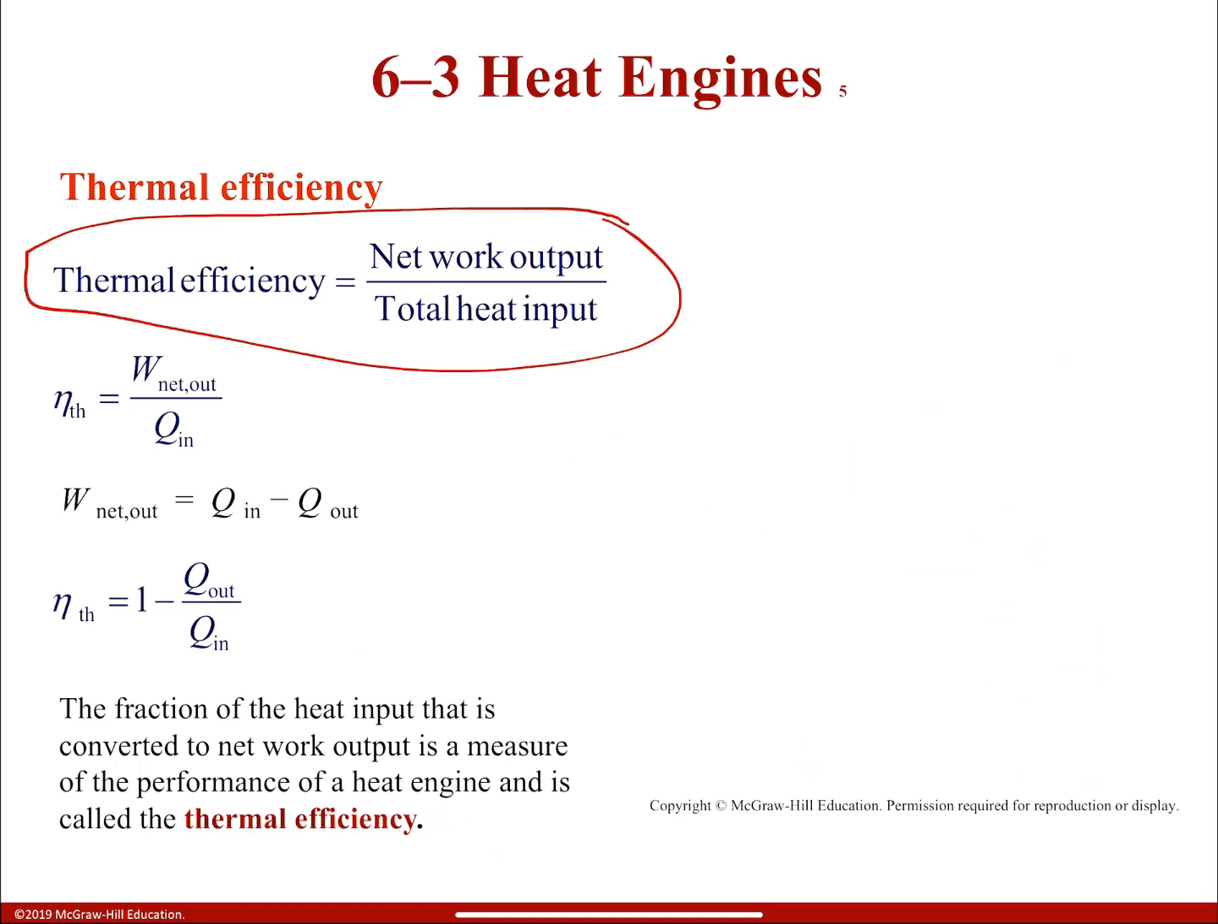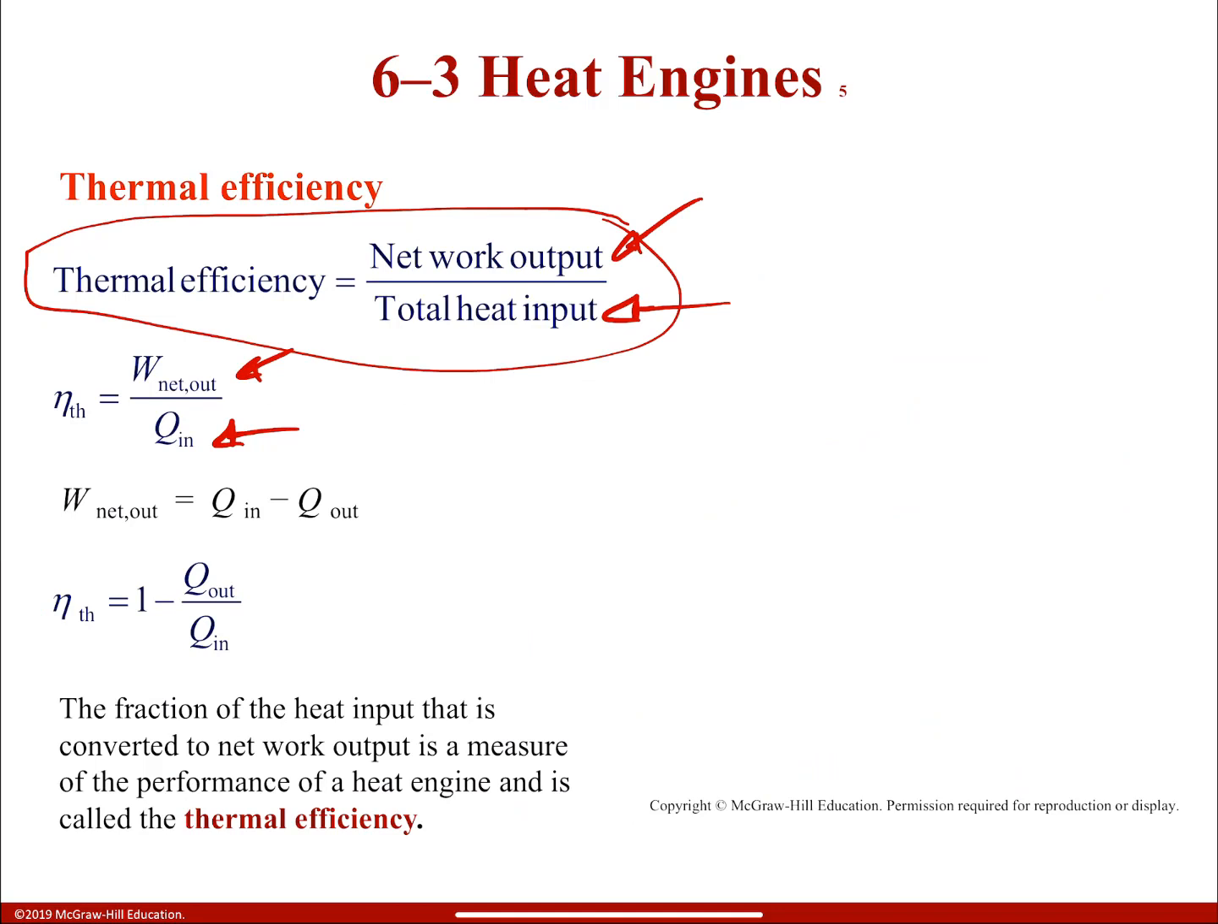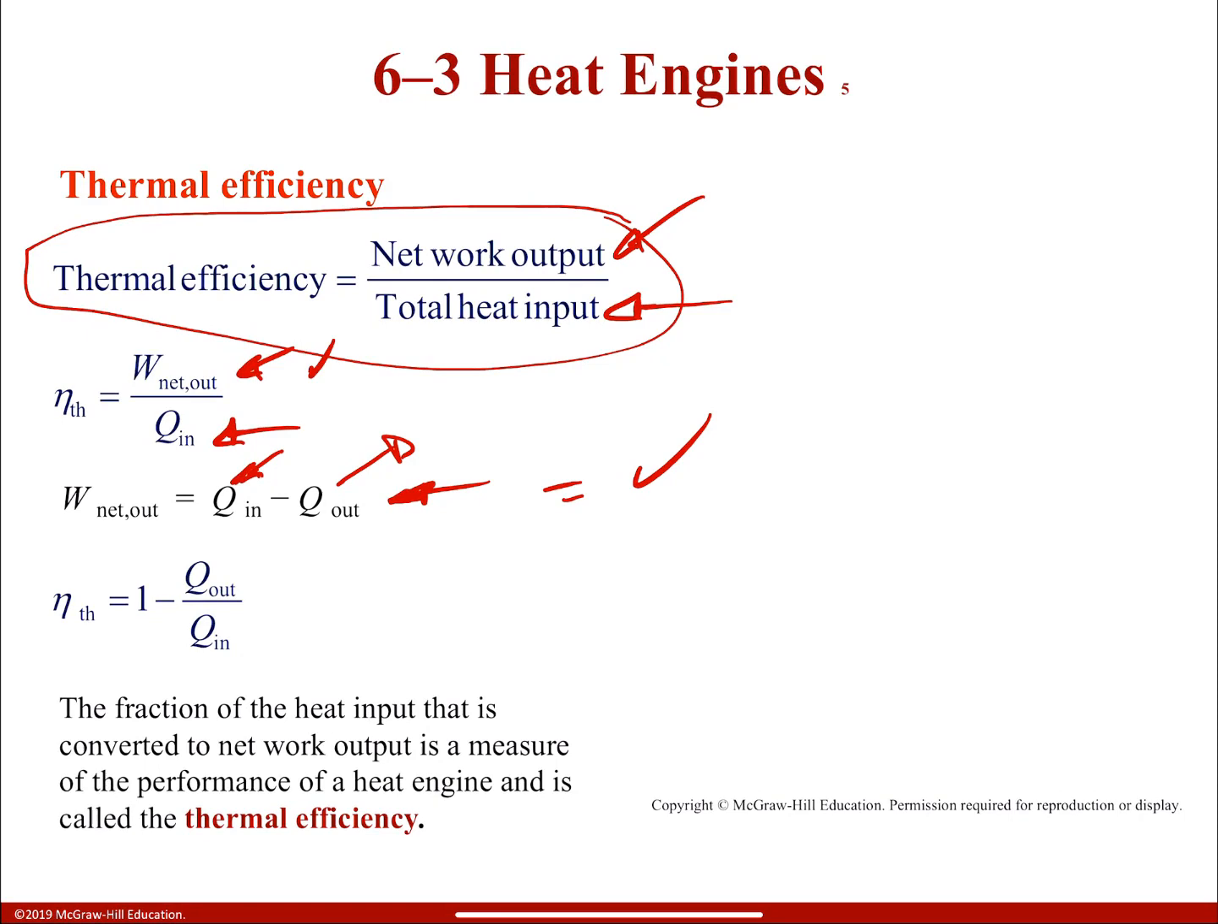If I take a quick look back at the thermal efficiency, it's basically the amount of work that you produce versus the amount of energy that you had to put in. It's the net work out over Q in. And you knew before that the net amount of work was work out minus work in, or Q in minus Q out: the amount of heat given to the system minus the amount of heat rejected by the system, because the system is not perfect. That gives you a value that you put into the equation to get the thermal efficiency.